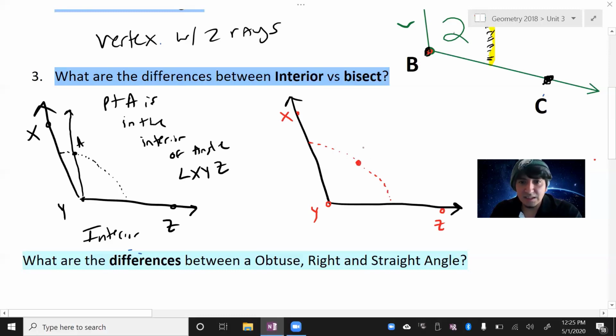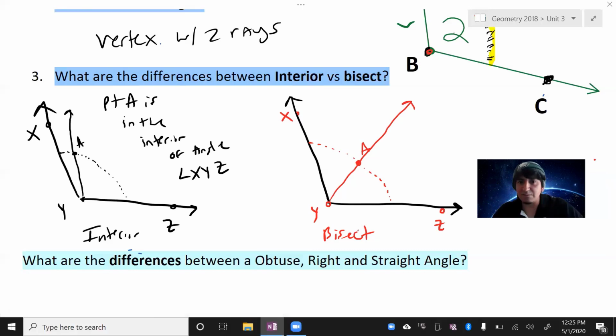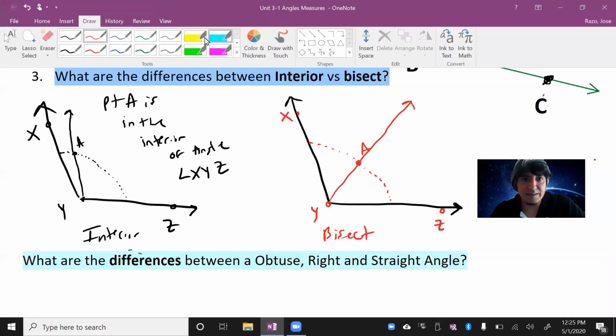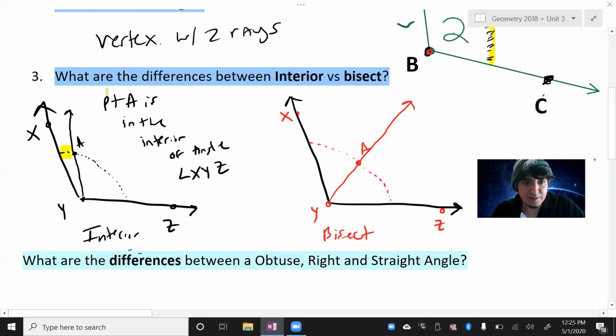Now I'm calling that A. That's my new A. And this is cutting it. So this is bisect. And you have to draw your pictures the way your angles are, in this way, to help you solve and visually see what's going on.